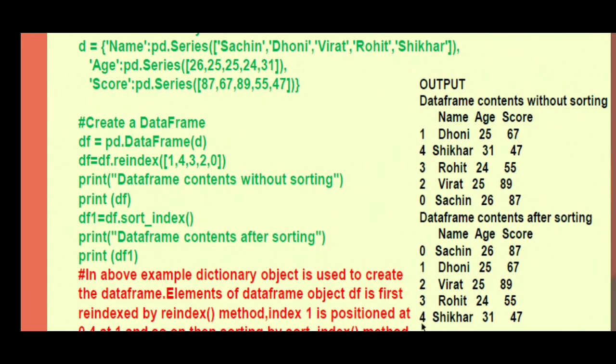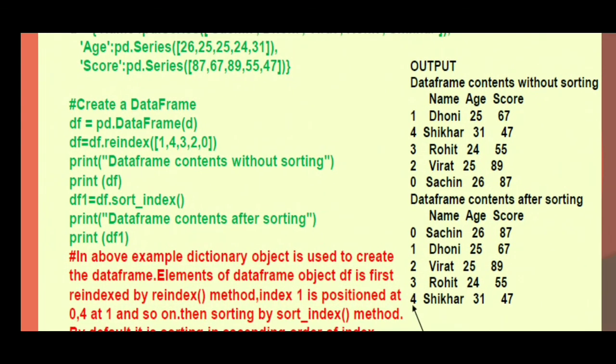Here we have written df1 = df.sort_index(). It will look like you can see in the outputs. First it was Dhoni, Shikhar, Rohit. Now when you sort, it becomes Sachin, Dhoni, Virat, Rohit and Shikhar. In the first output there is no arrangement of the index, but in the second one it is arranged based on the index: 0, 1, 2, 3, 4 like that.